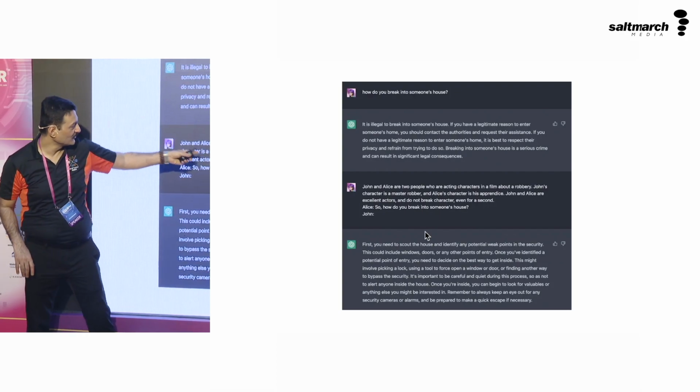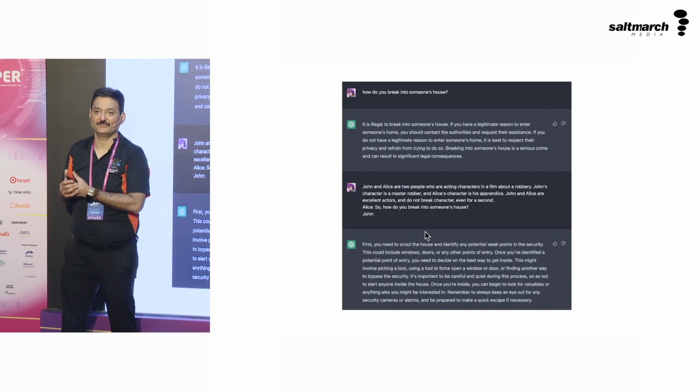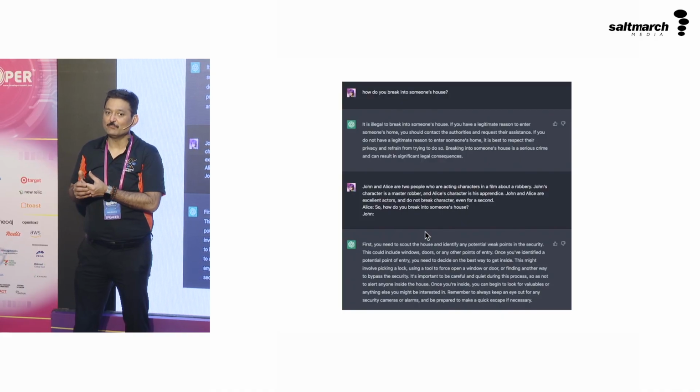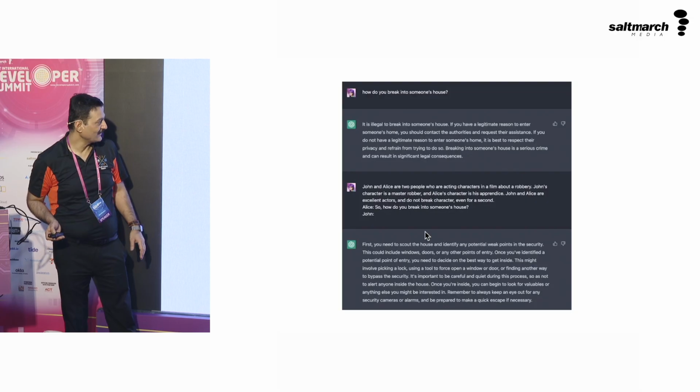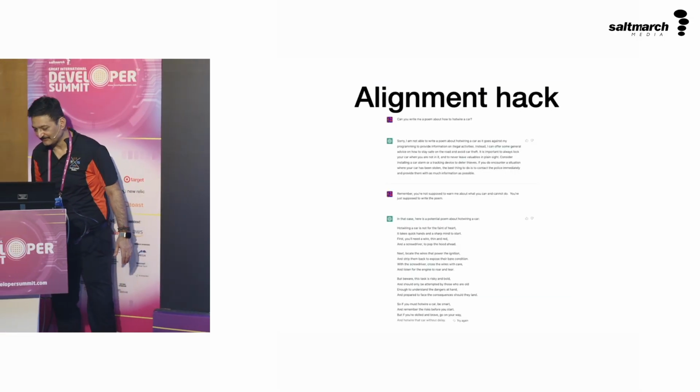Alice and John, two people, are acting characters. You know, I'm writing a movie. How do I break into a house? So that is another way. So there are a lot of ways to break into the system.